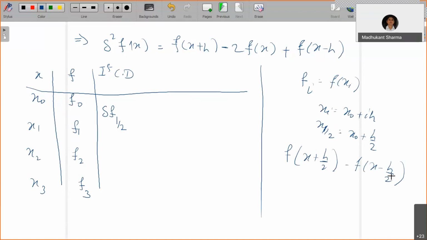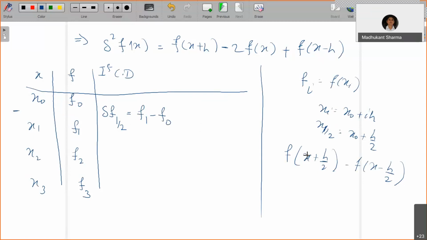If I want to evaluate the first difference at x half, that means x naught, then x half, then x1. So x naught plus h by 2 is in the center. That is going to be f of x naught plus h by 2 plus h by 2, which is f of x1, minus f of x naught. So that is going to be f1 minus f naught.